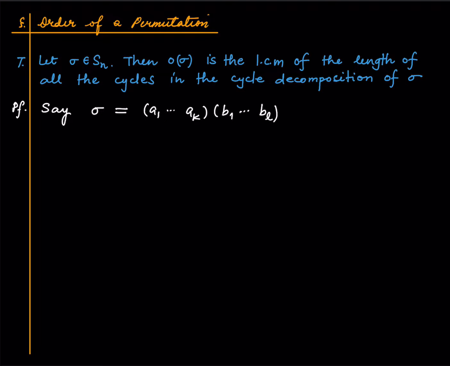Here we want to show that the order of sigma is the LCM of k and l. So first note that. Let us call this gamma, and let us call this theta.